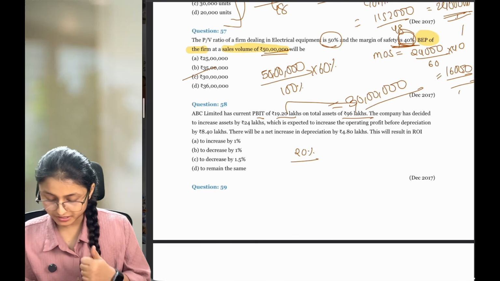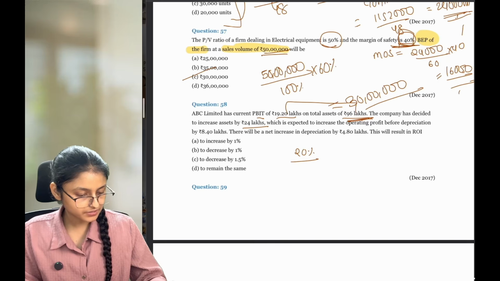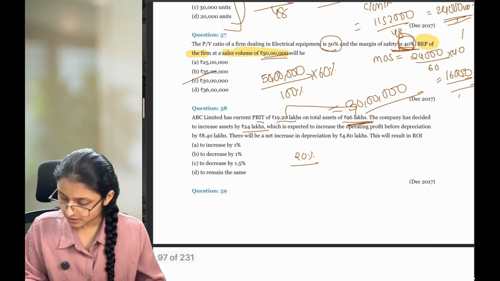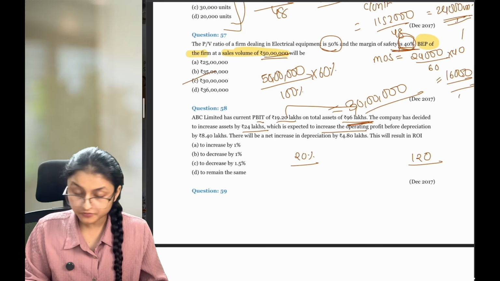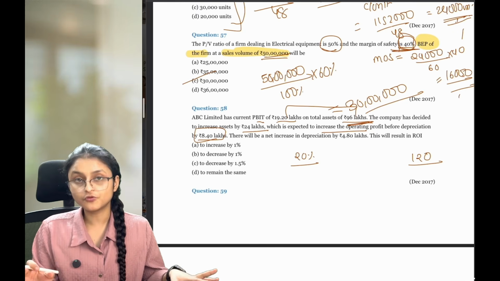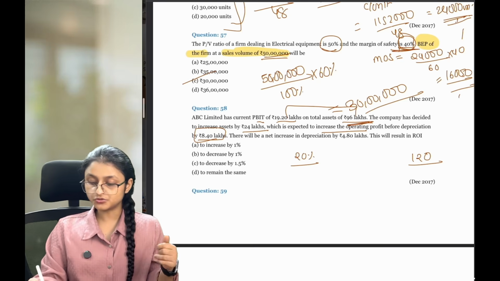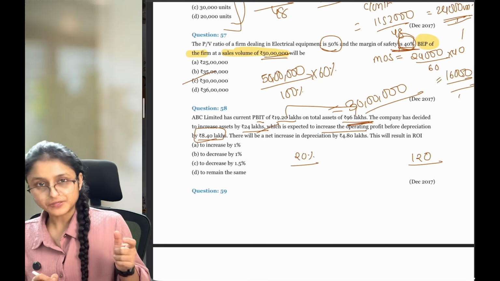The company has decided to increase the asset by 24 lakh. So this 96 will get increased by 24. Hence, we are going to have assets of 120 lakhs, which is expected to increase the operating profit before depreciation. Before depreciation, your operating profit increases by 8.4 lakh. That is the increase which is happening due to this 24 lakh of asset.